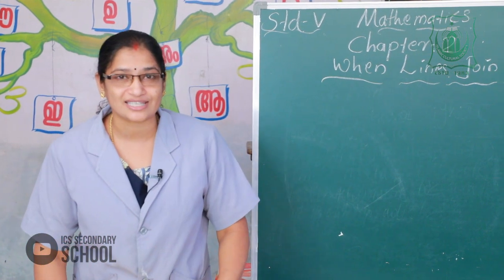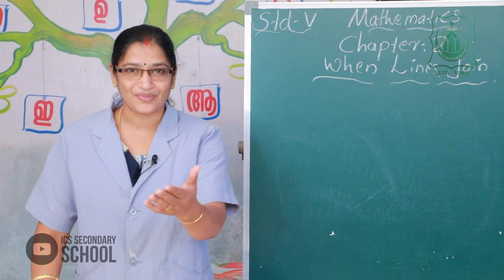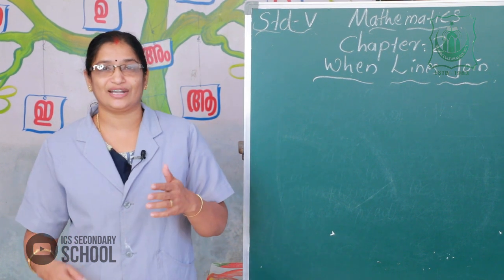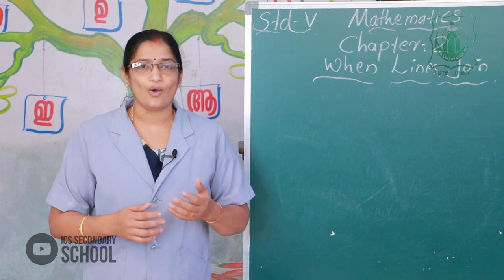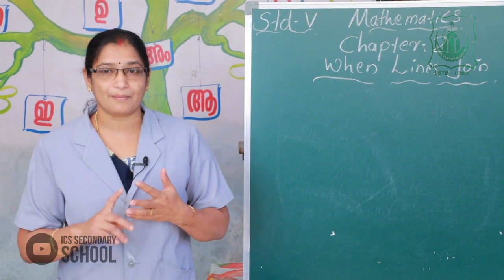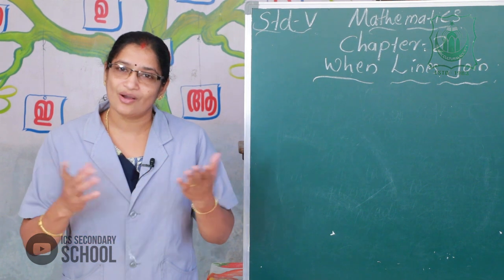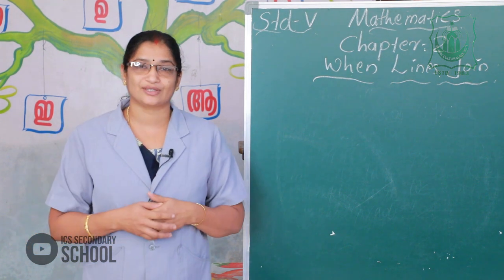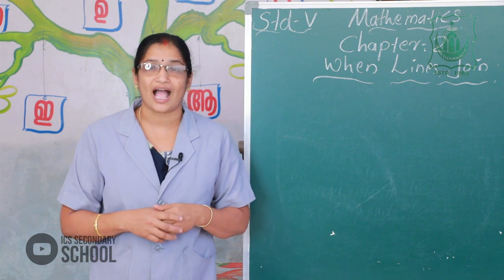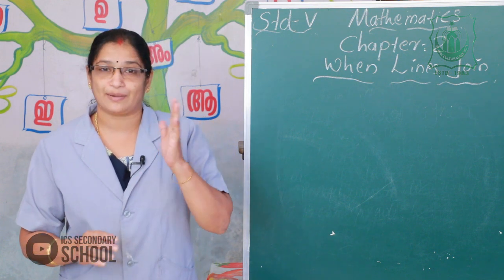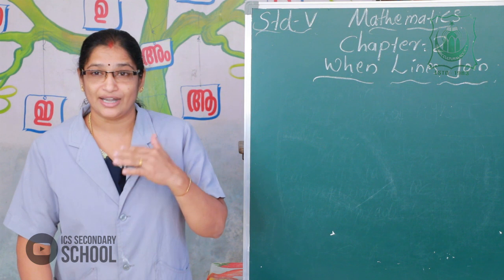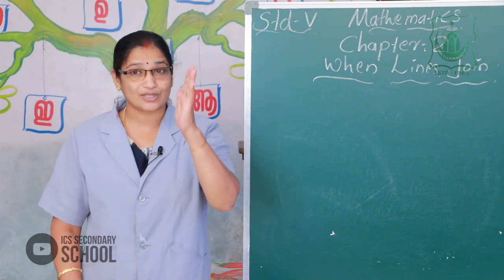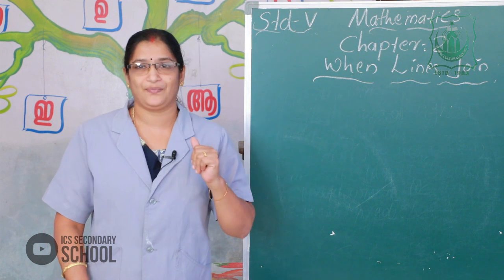When lines join. Your chapter name? When lines join. Lines are different: horizontal, vertical, perpendicular, parallel, etc. There are different types of lines depending upon the shape and position.